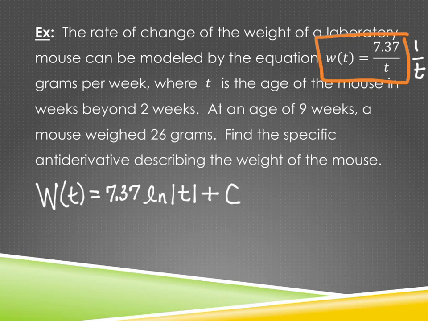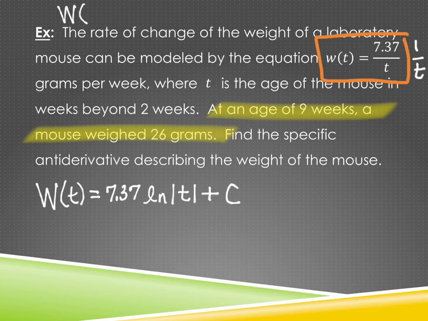Now, the piece of information right here is the other piece of information given to me in that last problem. That's telling me that W of a specific value equals my 26 grams. Typically it would just be W of 9, but they aren't measuring the weeks like that. It's actually a 9-week-old mouse, which means he's 7 weeks beyond the 2-week mark, so it would be 7 here. So W of 7 is equal to 26.